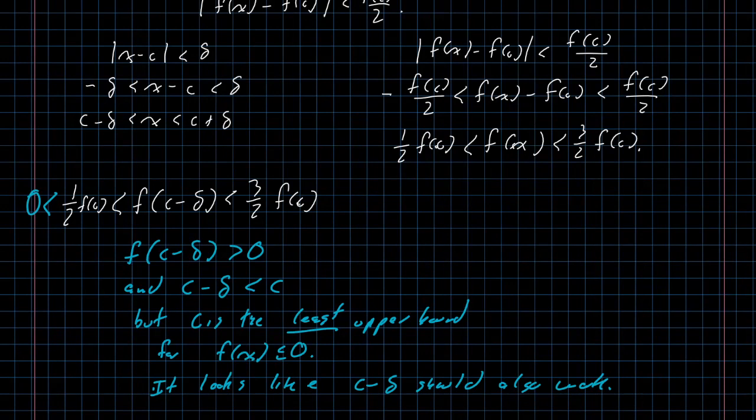C was picked as the least upper bound of the set of values of x so that f of x is less than or equal to 0. C minus delta is something smaller than C. Everything between C minus delta and C also has this behavior of being greater than 0. So C minus delta should also satisfy and be an upper bound for the set of f of x less than or equal to 0. But it's smaller than the least upper bound.